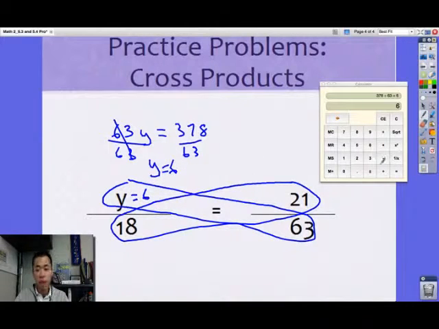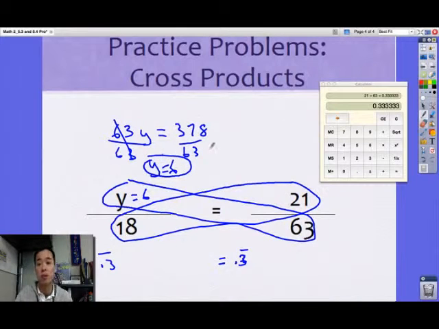And go ahead and check. Make sure that you convert them both into decimals. 6 divided by 18 is a third, so that's 0.3 repeating. And then 21 divided by 63 should also equal a third. Oops. And you know that y is equal to 6 is correct.